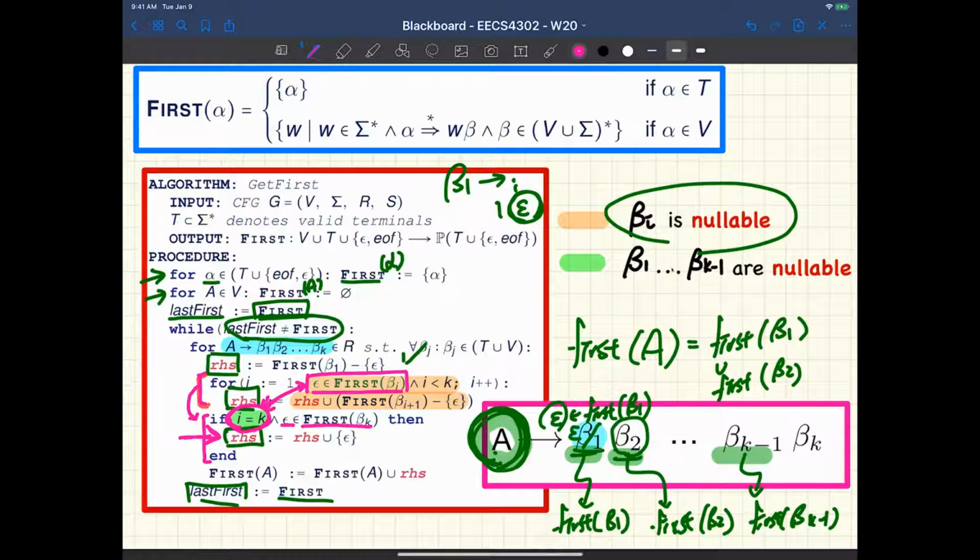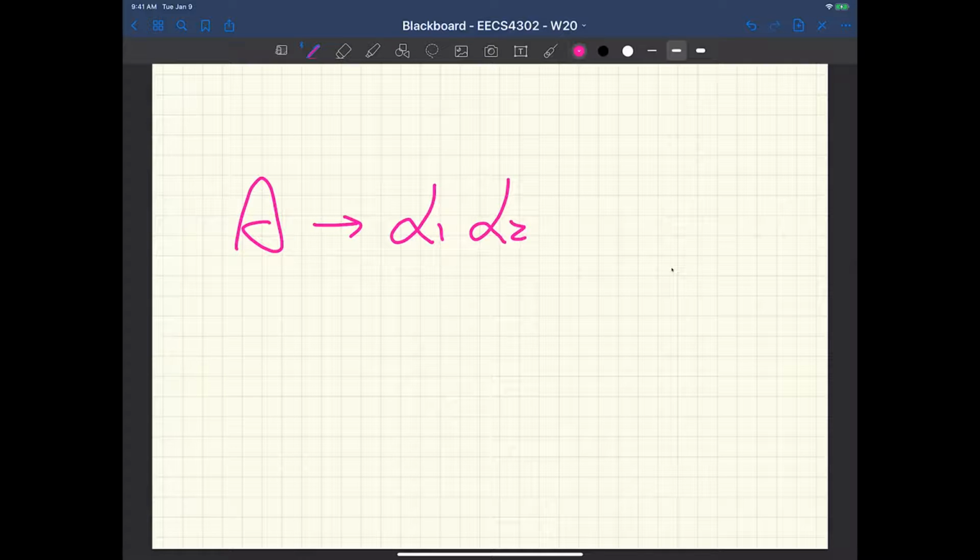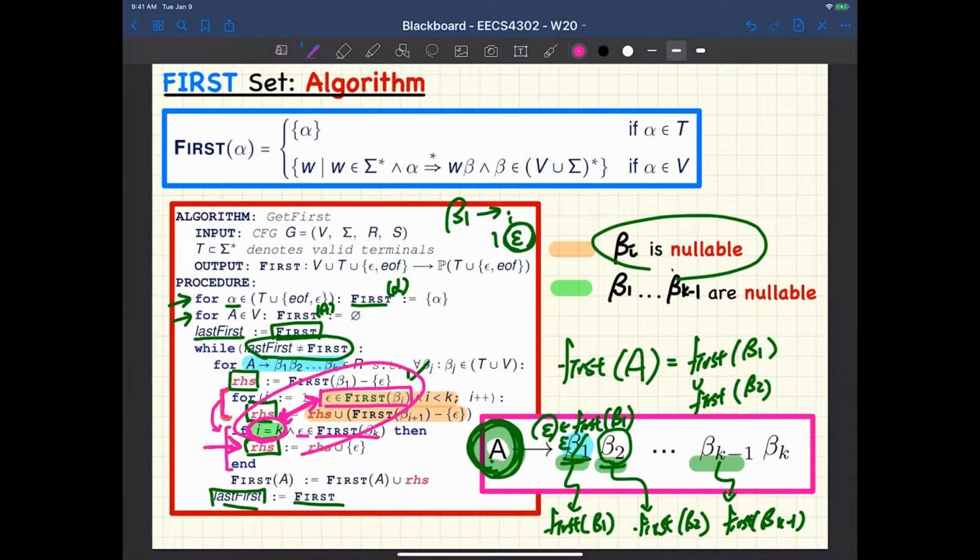Let me draw a little bit of a picture to help you later on when you study this particular algorithm. Try to link these two connections together. So these two really correspond to the following condition. Again, we got A produces alpha 1, alpha 2, alpha 3, all the way to alpha k. Let me just write one more, alpha k minus 1 and alpha k. When i is equal to k, that means this particular condition is actually true for every i value, including i equals 1, i equals 2, all the way to i equals k minus 1.